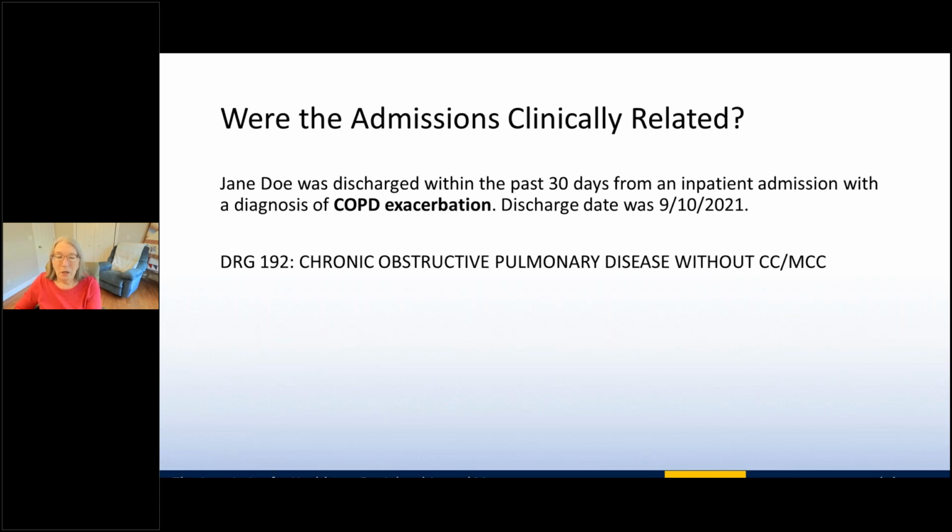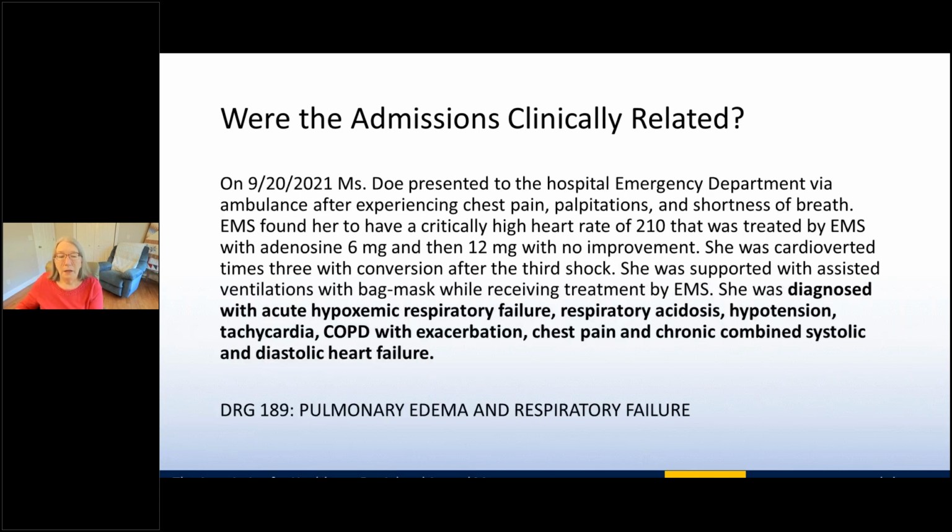So Jane Doe was discharged within the past 30 days from an inpatient admission with a diagnosis of COPD exacerbation, and her discharge date was September 10th of 2021. Her DRG was 192, COPD without CC or MCC. Then 10 days later, she came back to the emergency department. And this time, just to skip ahead a little bit, her DRG came out to 189. So it's pulmonary edema and respiratory failure. Related, can be related to COPD, but not in the same grouping for the DRG.